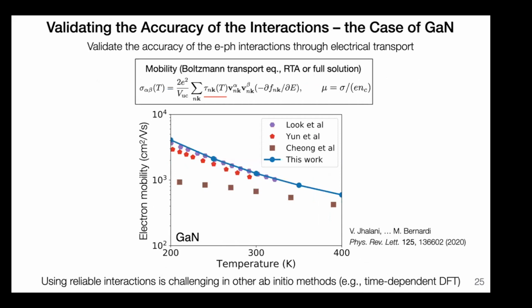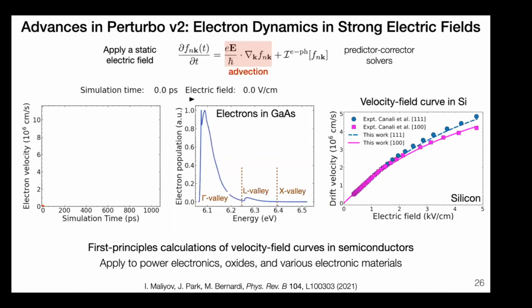You can trust these results quantitatively, which is different from many models to study non-equilibrium dynamics. For example, if you took the same interactions in gallium nitride and used them to compute the mobility entirely from first principles, you see that the computed value matches the sample with the highest purity, with the highest mobility. And using these reliable interactions is challenging in general, but here you can basically go back and validate these calculations.